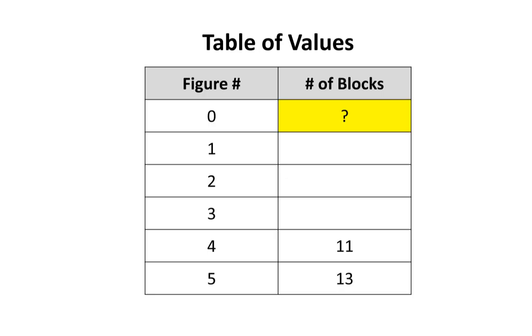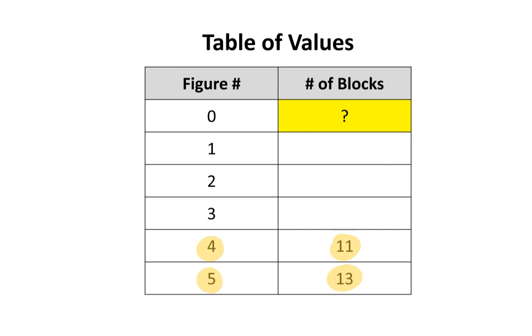In this table of values, you've been only given 2 pieces of important information. You know that figure 4 contains 11 blocks, and figure 5 contains 13 blocks. I want you to use this information to work backwards to find the initial value.